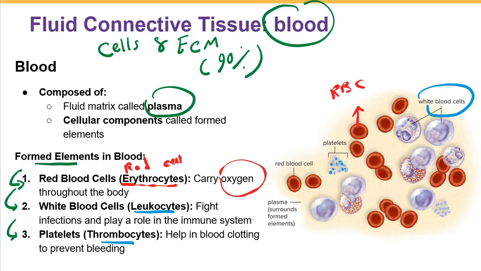So as you can see in our blood, we have three different types of formed elements. Each has a different name, different structure, and different function. Here we have platelets for blood clotting, RBCs for carrying oxygen, and white blood cells to fight against microorganisms.